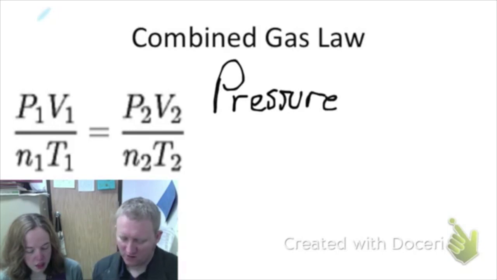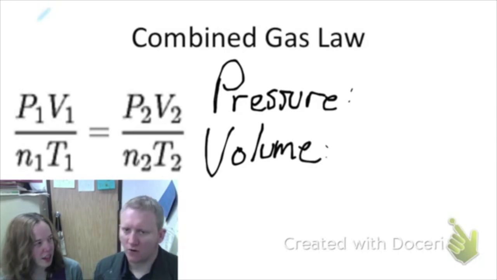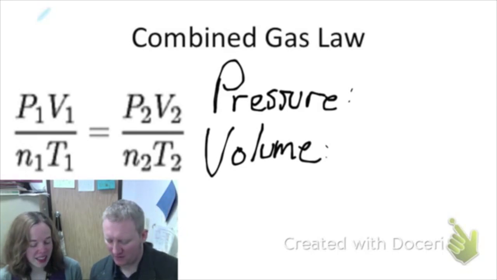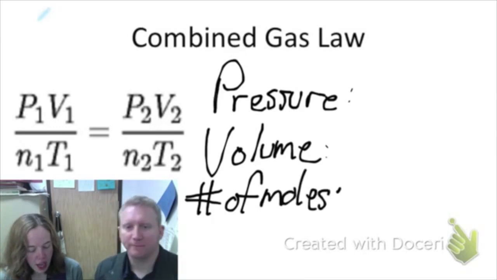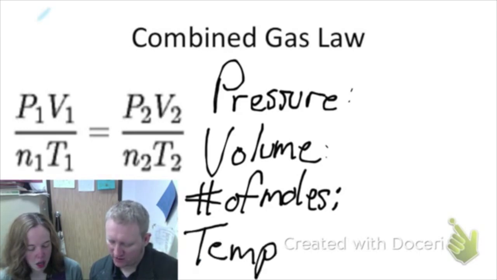V is going to be volume. N is going to be the weird one. N is the number of moles. This is really just telling us the amount of gas, but it'll be in terms of number of moles. And then T is going to be temperature.